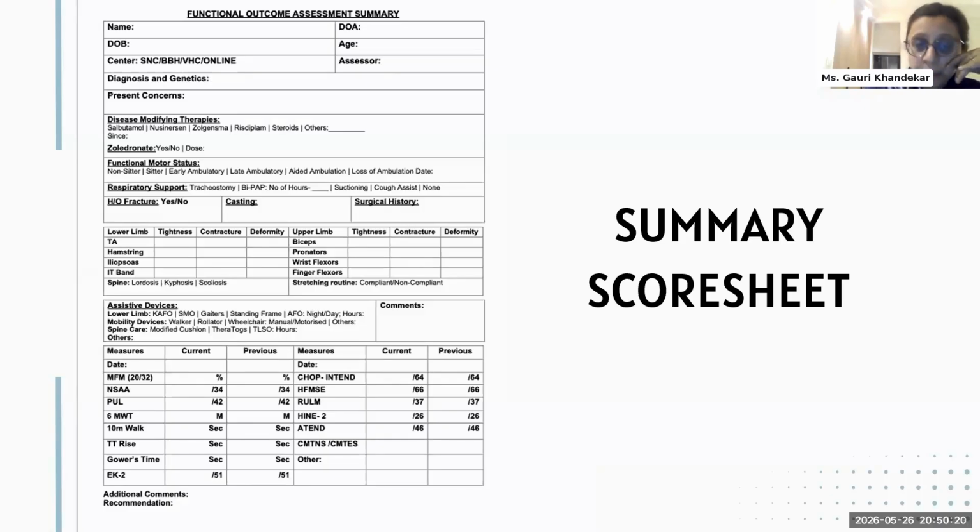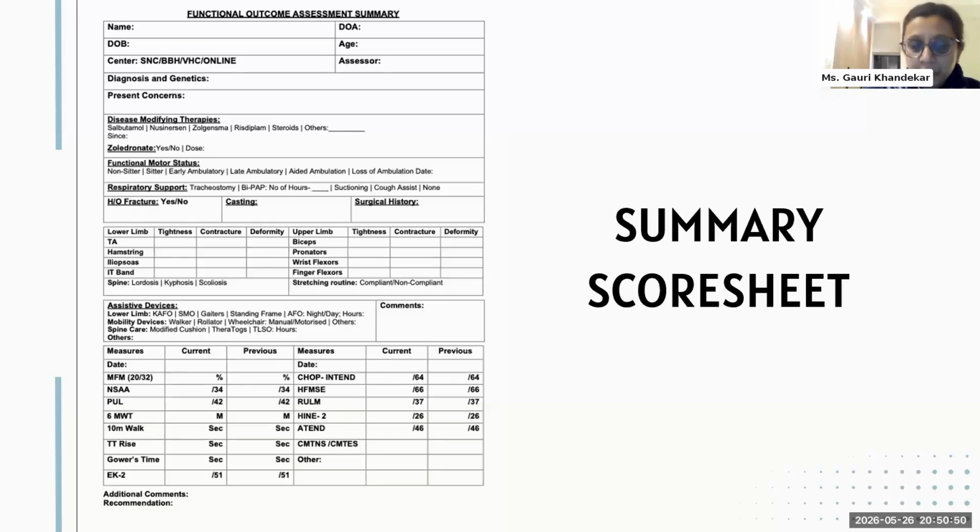Then the respiratory support: tracheostomy, suctioning, or whether any BiPAP machine is given, and how many hours the child is using it. Then whether they're using any suctioning or cough assist, and is there any history of fracture, history of casting, or surgical history? All this is very, very important for planning the goal. And we definitely look into the tightness, contracture, deformity, and assistive devices.